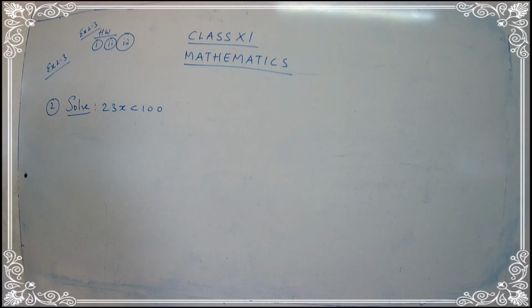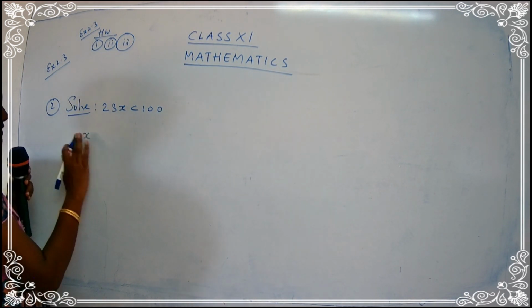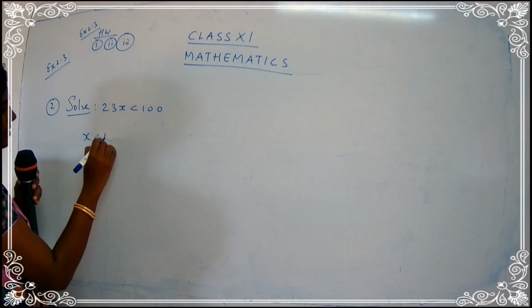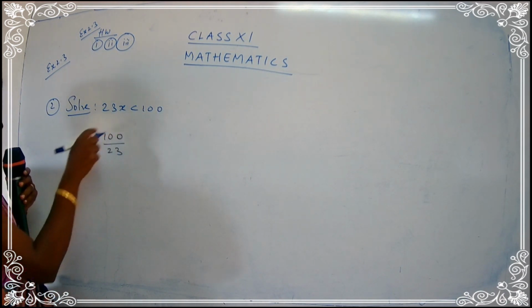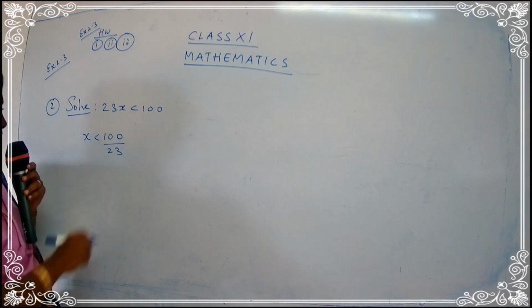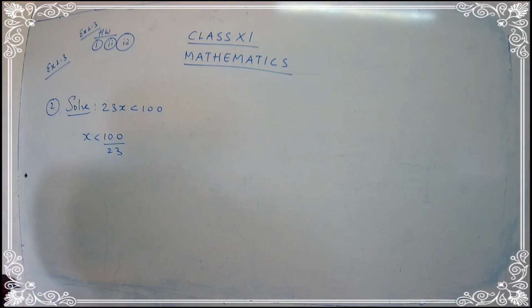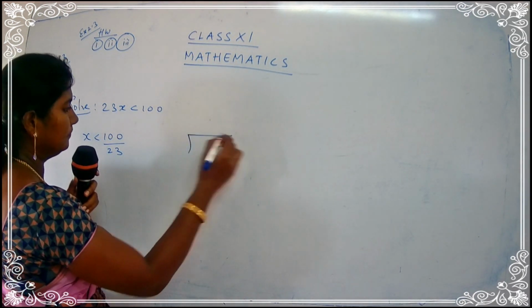Okay, so now let's find out the value for x, children. What is the value for x? x is less than 100 upon 23. The 23 goes to the RHS part, so you get x less than 100 upon 23. Let's divide and get the answer.